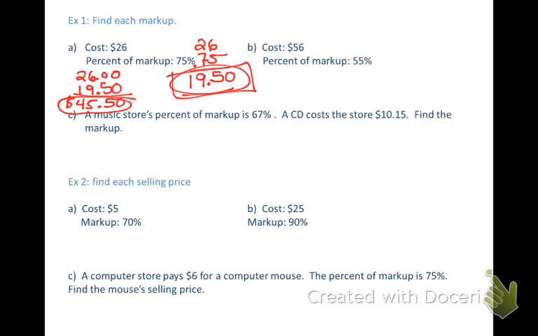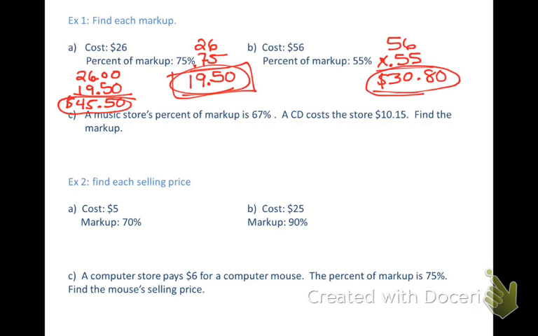So, okay, the next one would be $56 times what? 0.55, very good. And then you would get $30.80. Remember, your calculator will say 30.8. Make sure to make it 80 cents. Did you put the money sign? Yes, because it's a markup of money.